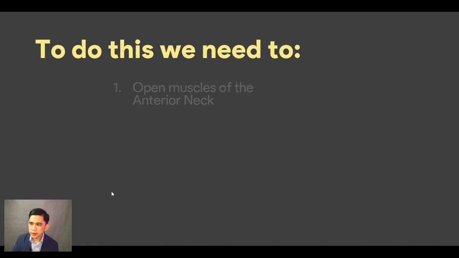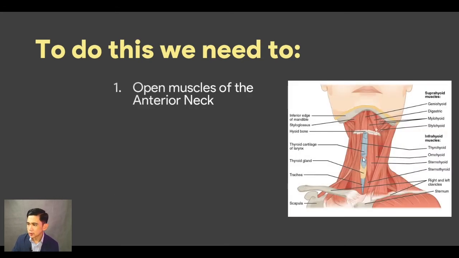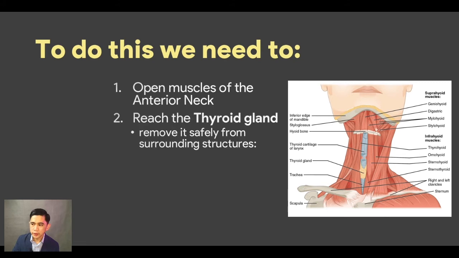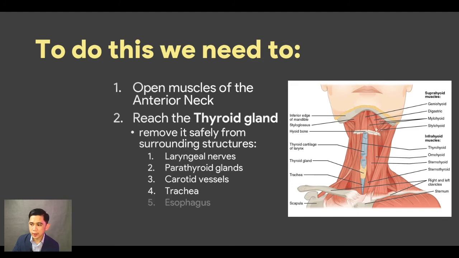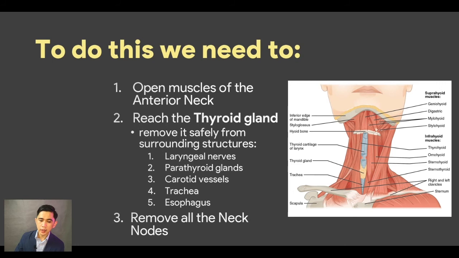So to do this, we need to open the muscles of the anterior neck. The thyroid is situated deep in the neck. It is covered by the anterior neck muscles, such as all of this one. Reach the thyroid gland, remove it safely from the surrounding structures like the laryngeal nerves, the parotid glands, the carotid vessels, the trachea, and the esophagus, and also remove all the neck nodes.